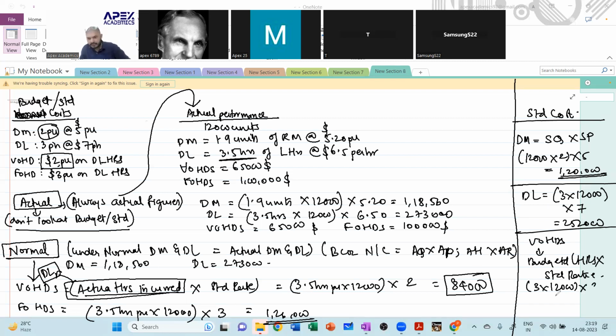It is 2 per unit. So this will be 12 3s are 36, 2s are 72,000.